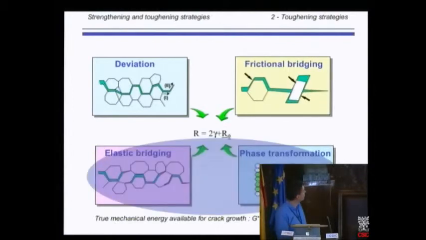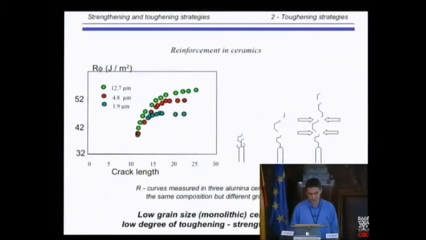So I will insist on these 2 points: elastic bridging, reinforcement and toughening due to elastic bridging, and also phase transformation toughening. The idea of all these toughening mechanisms is to increase the energy necessary for crack propagation, or let's say, increase the apparent toughness of the material. So we have the same data as Gilbert, so we can share this, but in a different way. These are the 3 ceramics you have seen before, and this is an increase of the energy to failure versus the crack length.